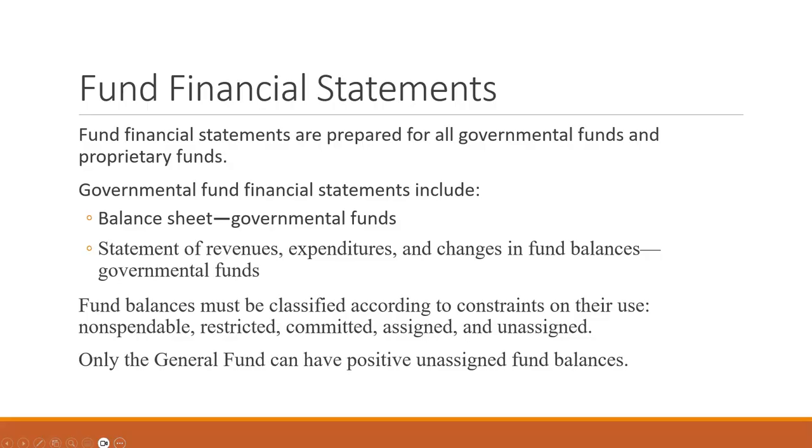Okay, then we have our fund financial statements. So for all of our government funds and proprietary funds, we create a balance sheet and a statement of expenditures, revenues, and changes in fund balance. We have to classify according to their constraints and use. So if they're restricted, non-spendable, committed, assigned, or unassigned, and only the general fund can have positive unassigned fund balances.